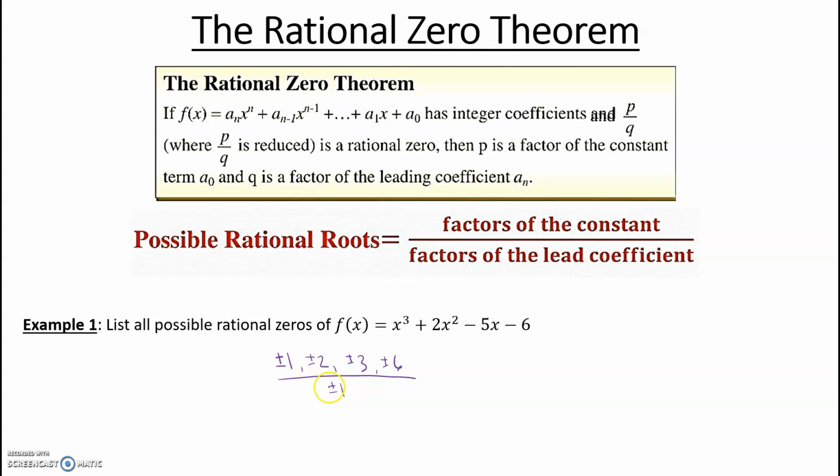So you'd say plus or minus 1 over 1 is 1. 2 over 1 is, or sorry, 2. 3 over 1 is 3. 6 over 1 is 6. So what this is saying is that out of these 8 options, some of them will be roots, or zeros, to your function. So it kind of gives you a huge list and you get to whittle it down.